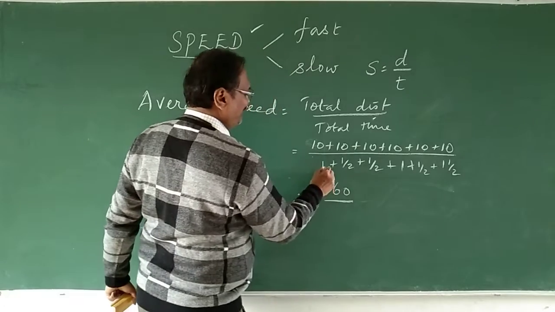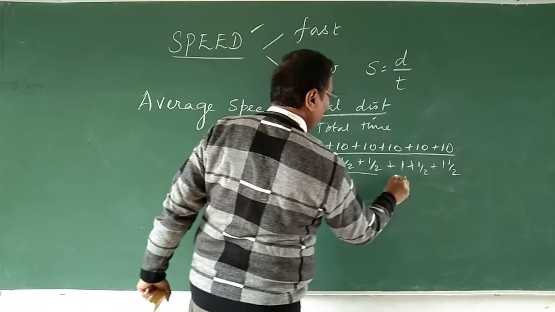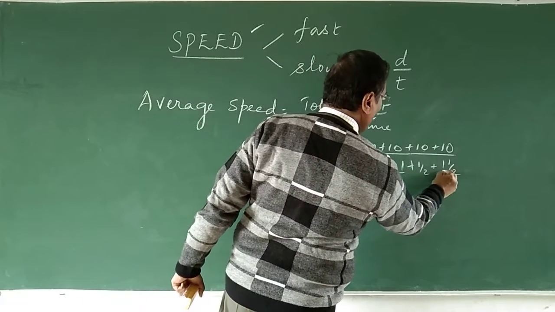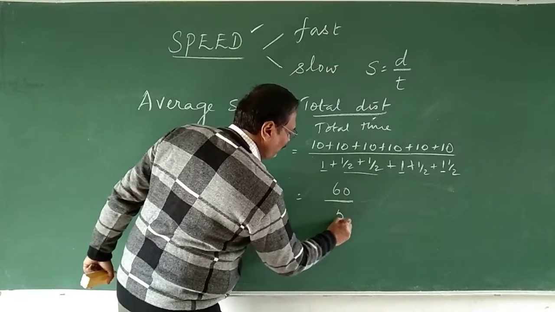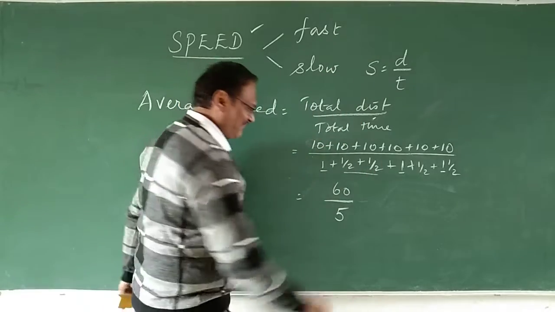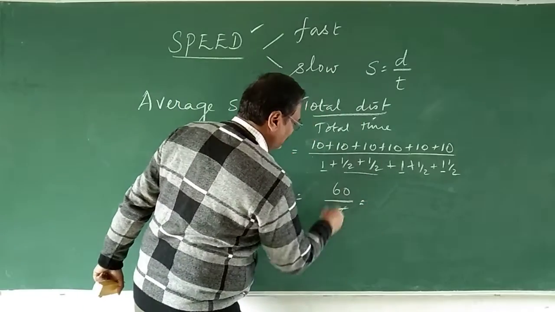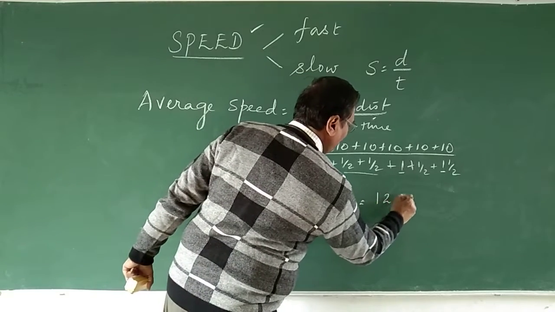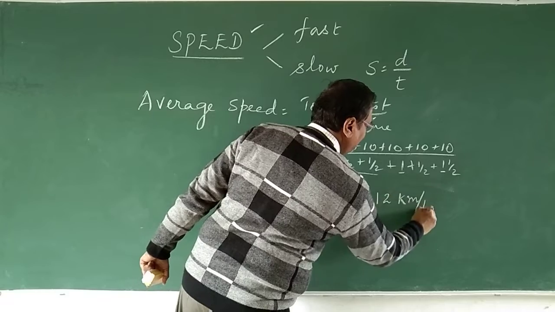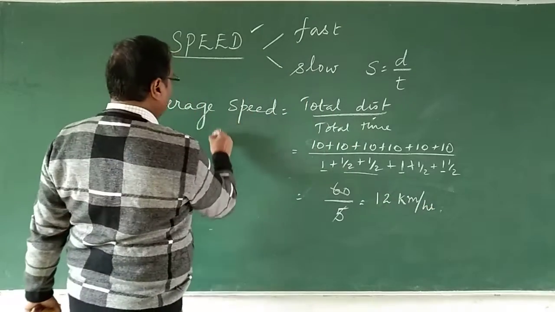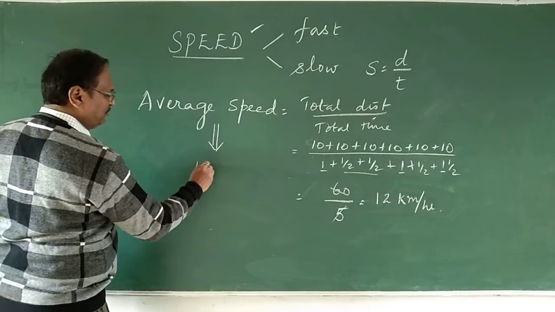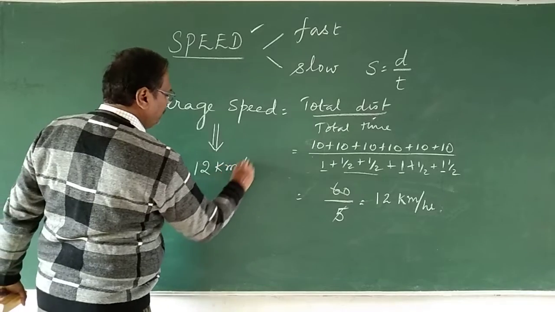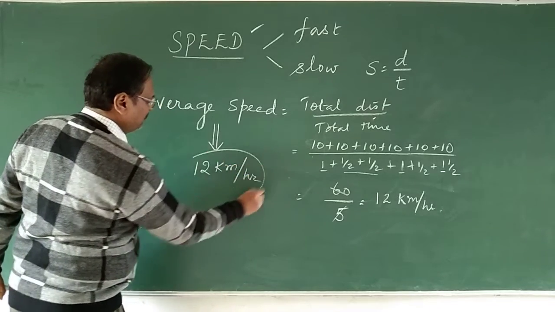Okay, again let me count. 1, 2, 3, 4, 5. It has taken a total of 5 hours to travel. That is equal to this, and this you cancel. 1 time, 10 remainder, 12 kilometers per hour. So what did you calculate? The average speed is equal to 12 kilometers per hour.